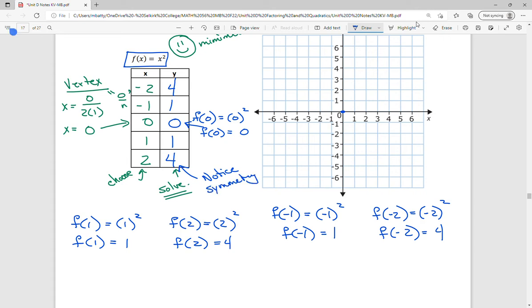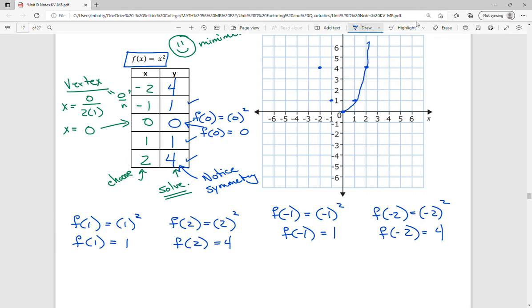And let's put these on. So we've got 0, 0, I already did that one. I had 1 and 1, and then I had 2 and 4. Doing the other ones, I have -1 and 1, and I have -2 and 4. So this makes the pattern of a parabola.